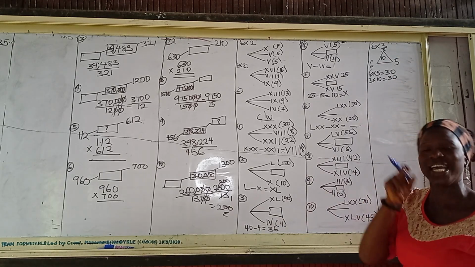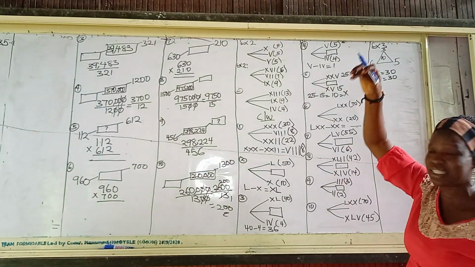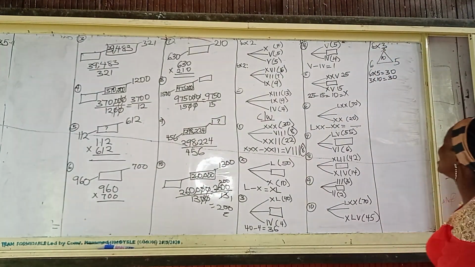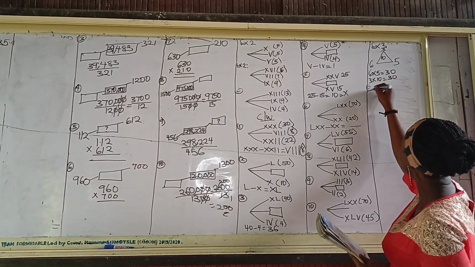What if the 6 is given and the 5 is not given? 3 times 10, that is 30. Divide it by this 6, you get your 5. So with that, let's go to example 2. I hope we are together.